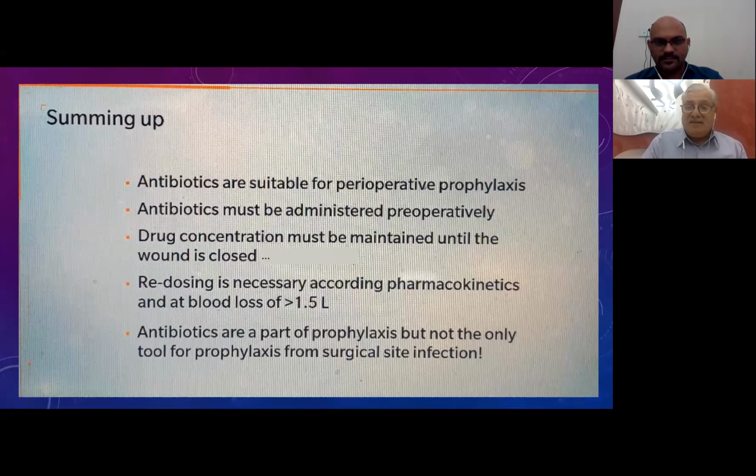Redosing is necessary, according to pharmacokinetics, in two cases: if there is a long surgery, more than 4 hours, or blood loss over 1,500. Antibiotics are part of the prophylaxis, but not the only tool for prophylaxis from surgical site infection.